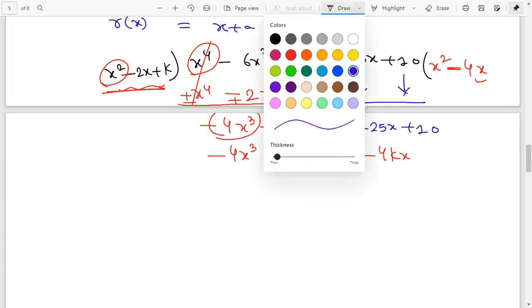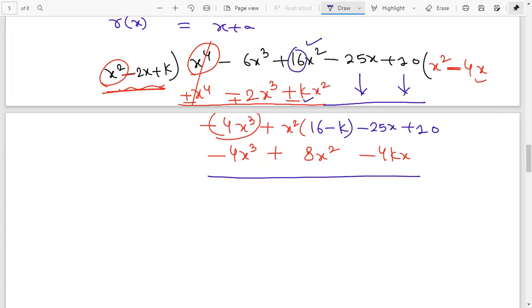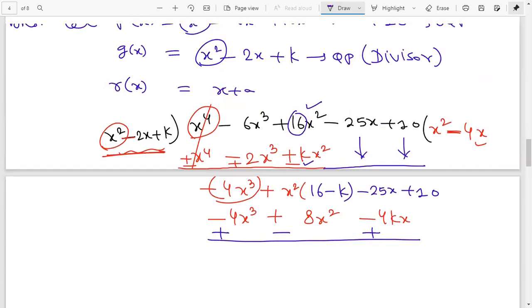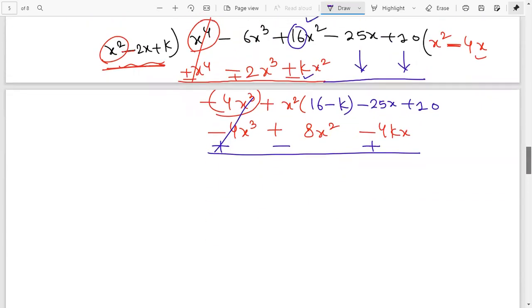Correct. Now we'll do the subtraction. Minus then plus, plus then minus, minus then plus. The first term will cancel out because the values are equal and the sign is opposite. Now we will carefully write the remaining values. First we'll take x square common. From the upper portion we get 16 minus k, and from here we get minus 8. Minus 8 is the value.